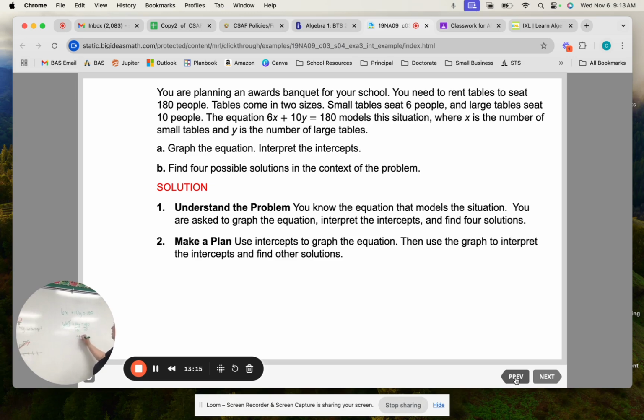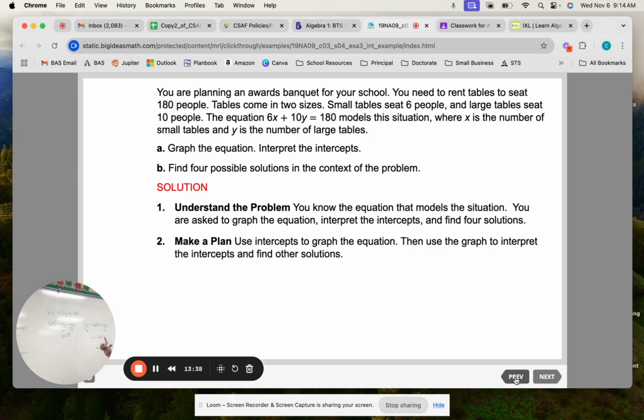So y equals 18. So now again, if I want to solve for the x-intercept, 6x plus 10 times 0 equals 180. Divide by 6. So that's gone. We're going to divide by 6. 30. So x equals 30.